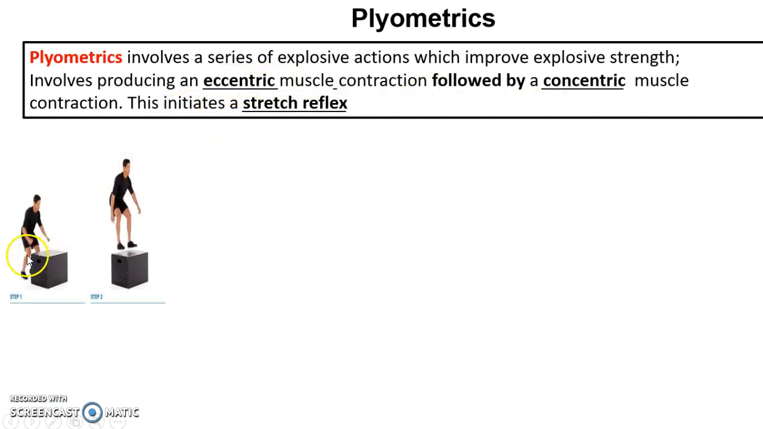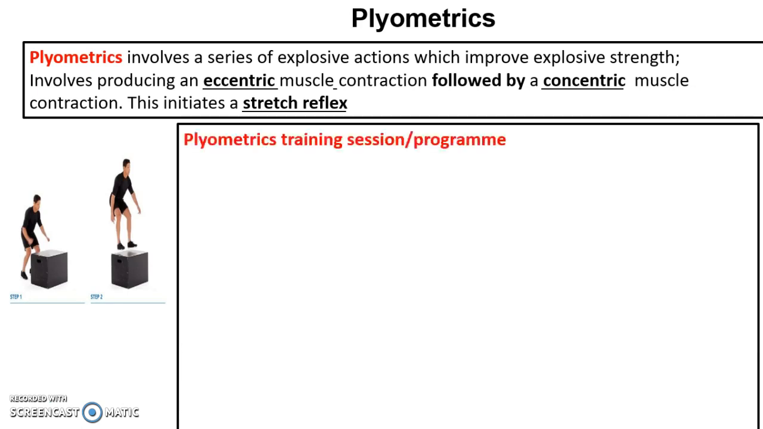You see here as you go down, there'll be an eccentric lengthening of the rectus femoris, and then when you jump up, this will give a more explosive concentric contraction, and that process of the eccentric going into concentric is called a stretch reflex. If you can initiate that, it allows you to have really powerful contractions. So if we go on from here, what would a plyometrics training session incorporate?